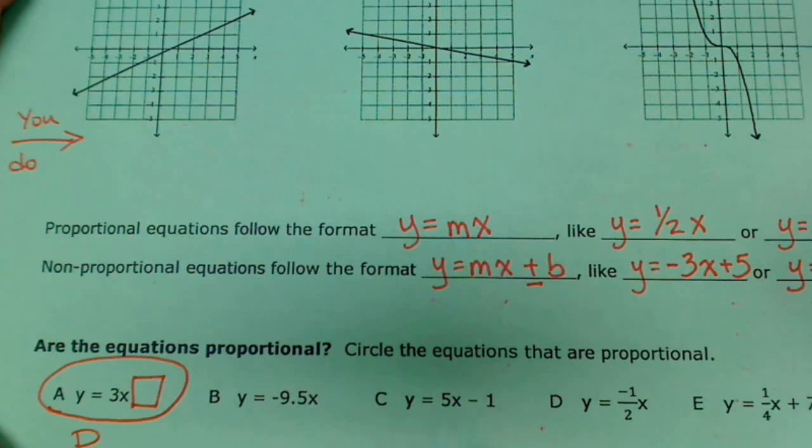Let's look at C. Y is equal to 5x minus 1. Well, does it follow the y is equal to mx or y is equal to mx plus b? We know that this follows the y is equal to mx minus b. So therefore, this is non-proportional because it has a number that is being added or subtracted to a number being multiplied to x. What I'd like for you to do is to go ahead and complete B, D, and E and determine whether they are proportional or non-proportional.